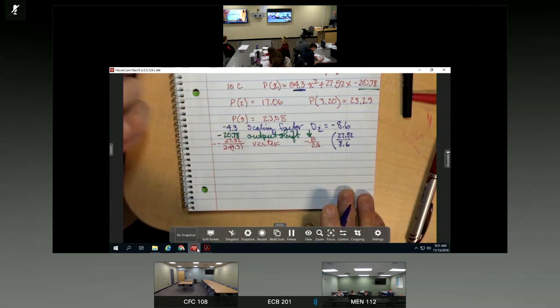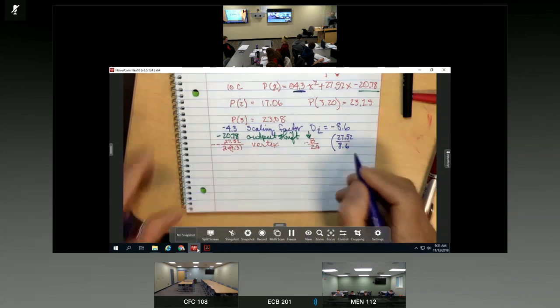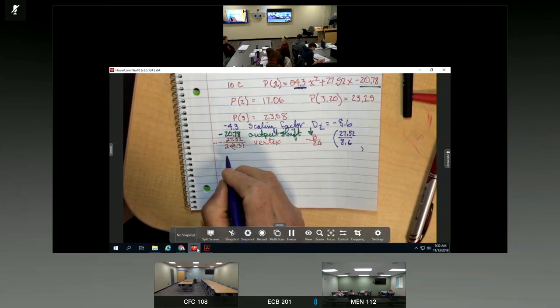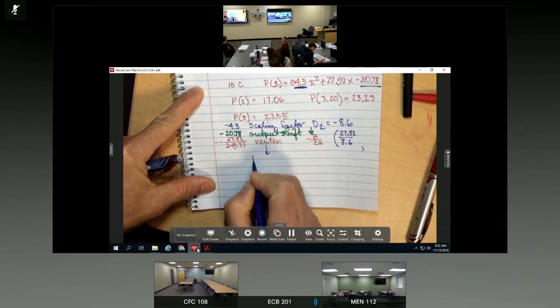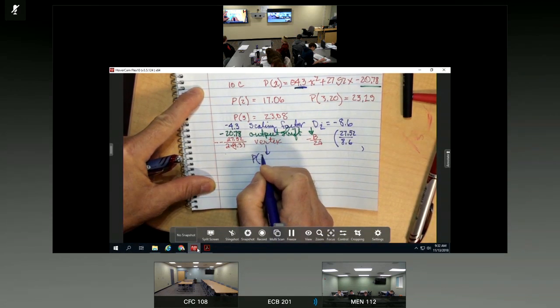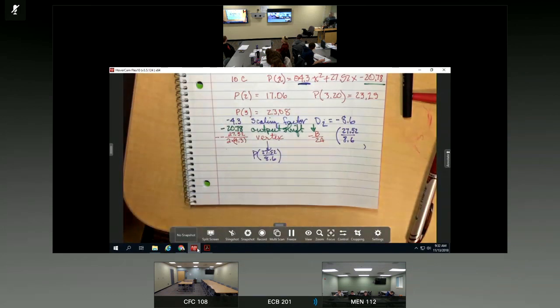Hold it. I've seen that 8.6 before. Crazy. It's D2. Very good. So it's b over the second difference, comma. And then in our book it says f, or in this case, the other coordinate of the vertex is p of 27.52 over 8.6. So what are we going to do in order to find that value?